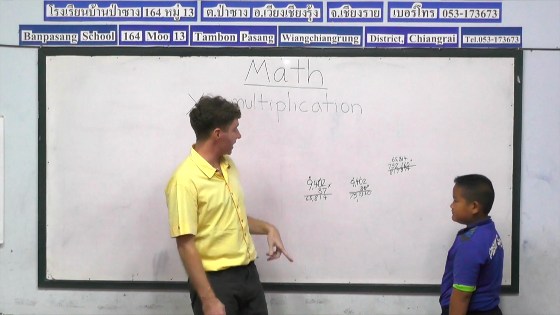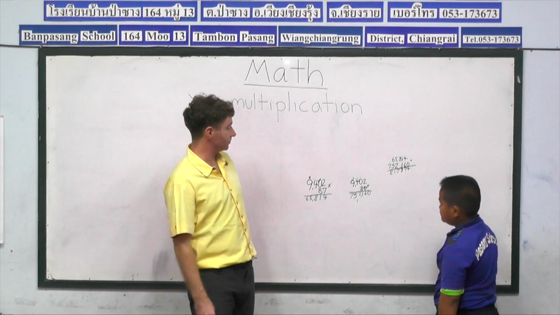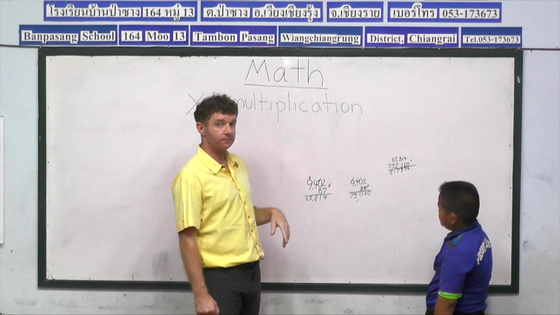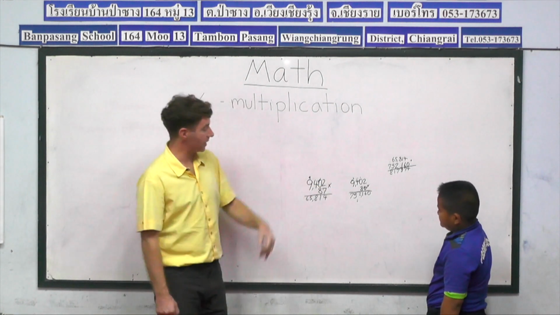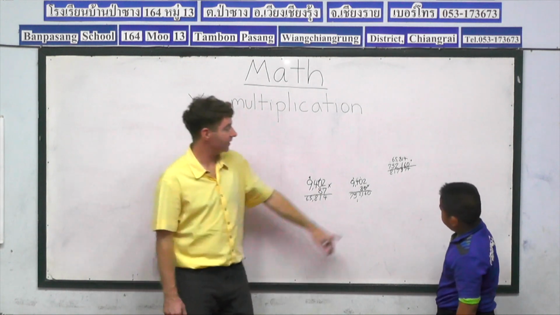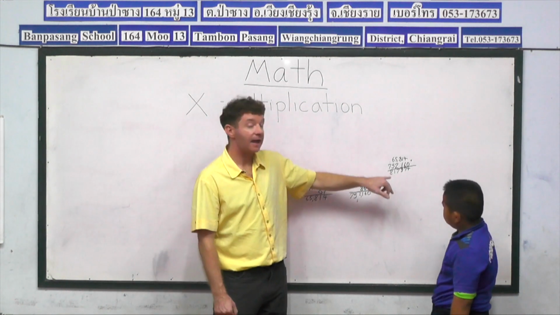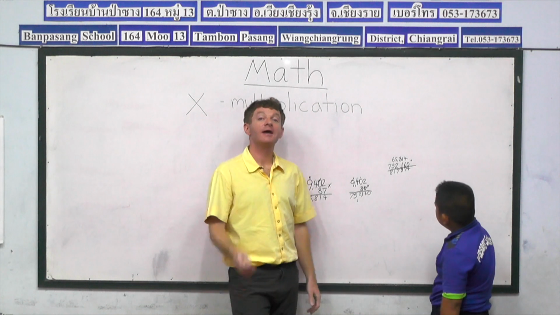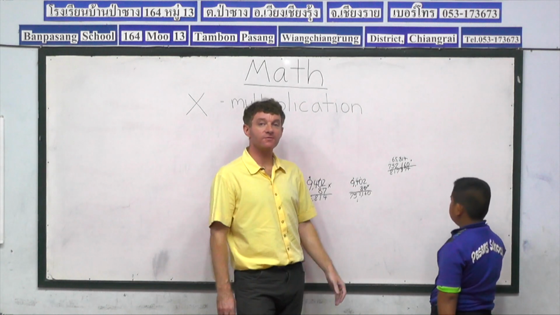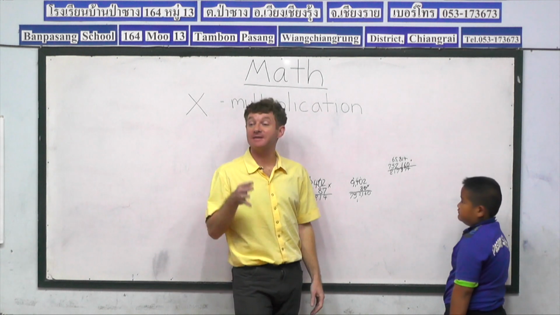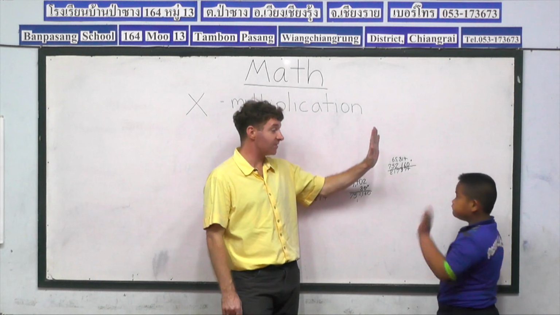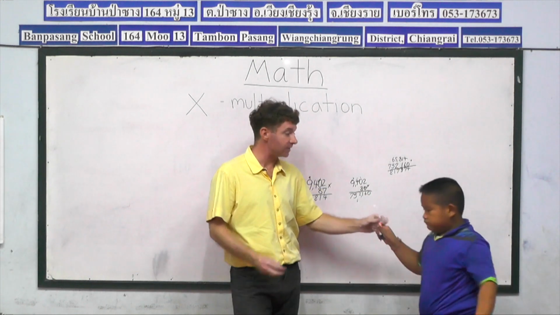So we can say 9,402 multiplied by 87 equals 817,974. Net, that was brilliant. High five and a big round of applause for Net, please, guys.